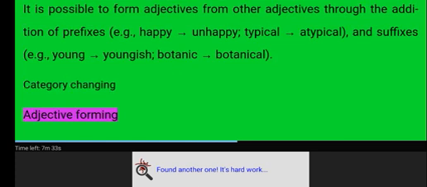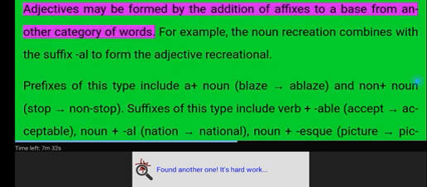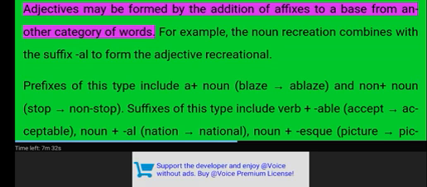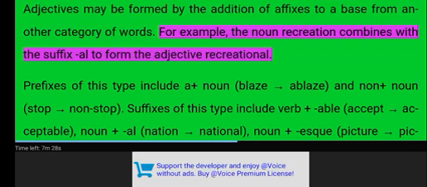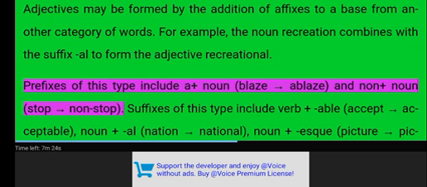Category changing. Adjective forming. Adjectives may be formed by the addition of affixes to a base from another category of words. For example, the noun recreation combines with the suffix -al to form the adjective recreational. Prefixes of this type include a- plus noun, blaze → ablaze, and non- plus noun, stop → non-stop.